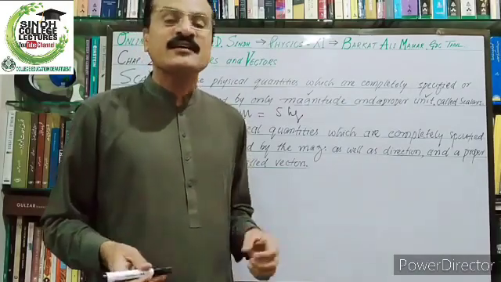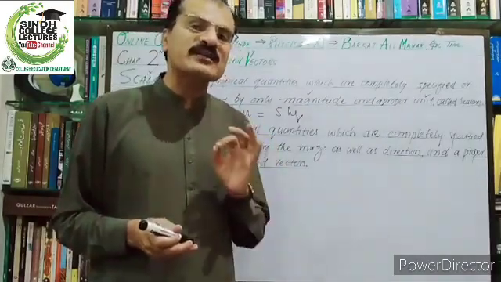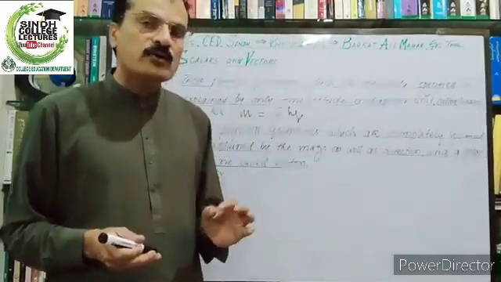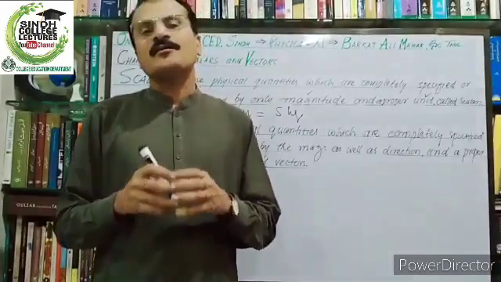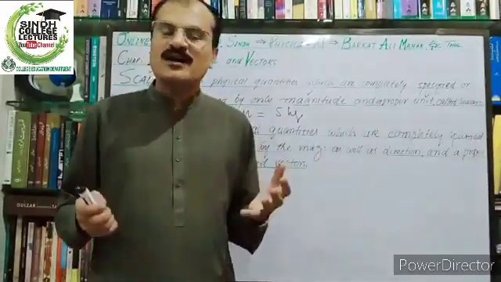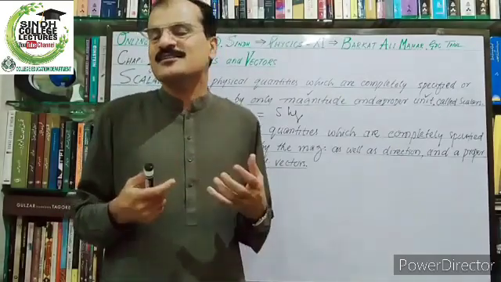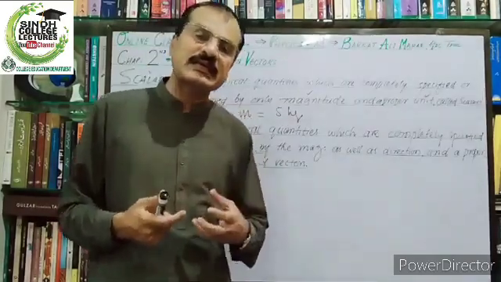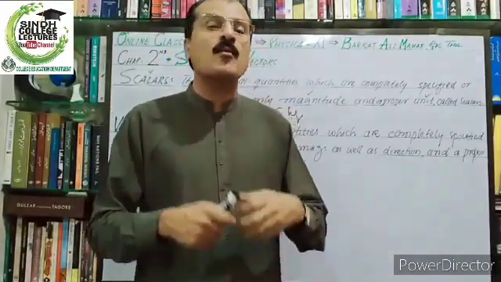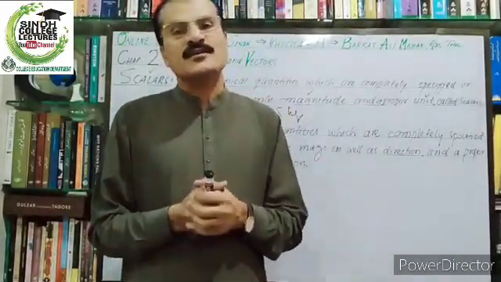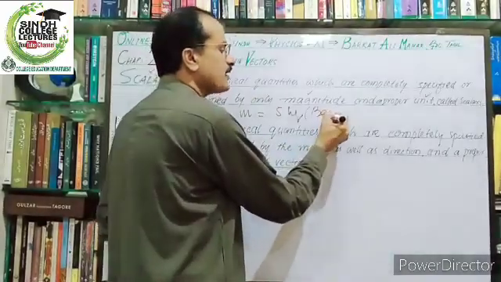Isn't it interesting? All basic quantities, yes, the 7 basic quantities you studied in the first chapter, are scalars. So mass is scalar, length is scalar, time is scalar, current is scalar, temperature is scalar, luminous intensity is scalar, amount of substance is scalar. So all 7 basic quantities are scalars.